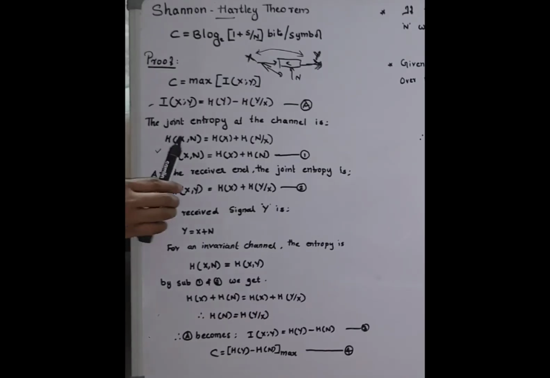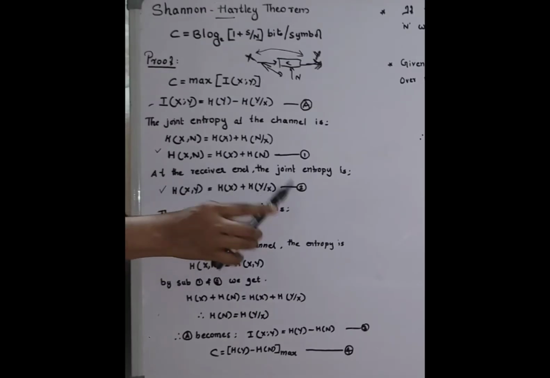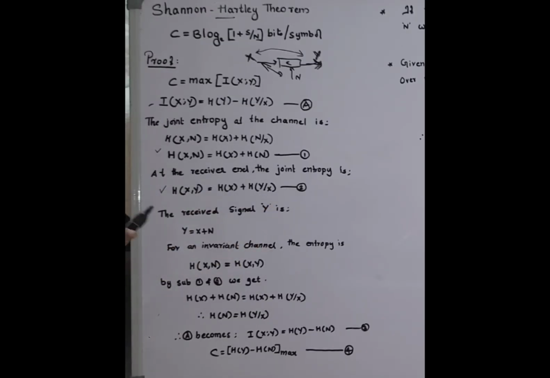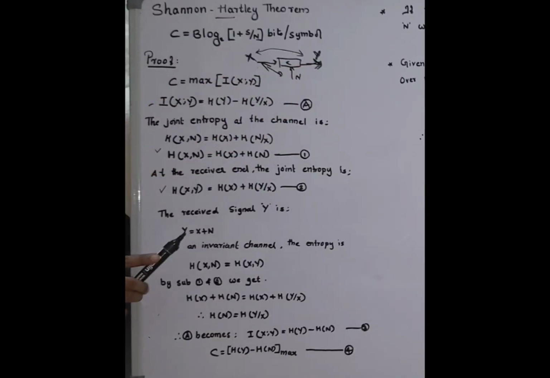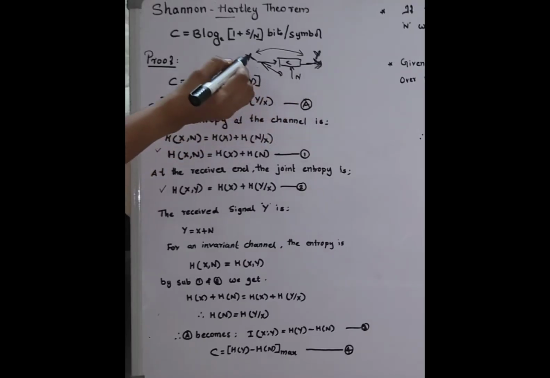The main equation, the mutual information equation, can be written as equation A, the joint entropy at the channel as equation 1, and the joint entropy at the receiver as equation 2. Now the received signal Y is the combination of input signal X and noise N, that is, Y is equal to X plus N. So for an invariant channel, the entropy can be written as h of x comma n is equal to h of x comma y, since Y is the combination of input and noise.